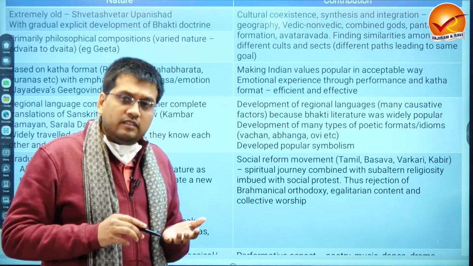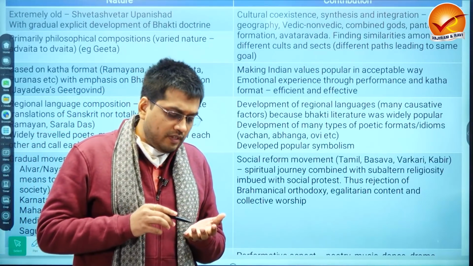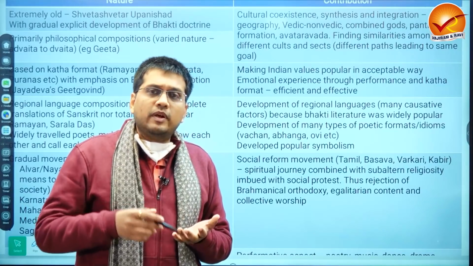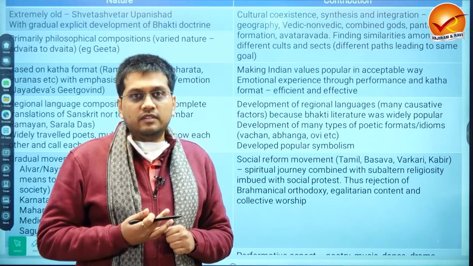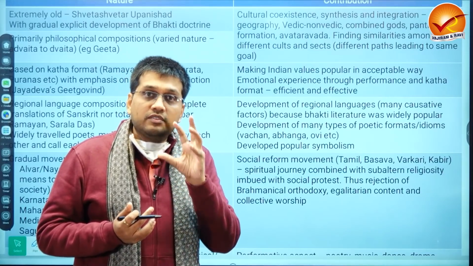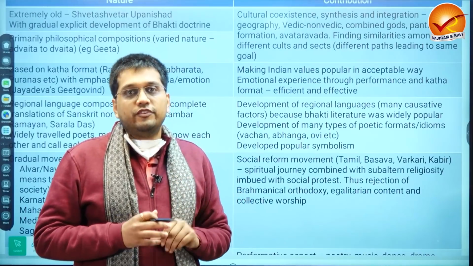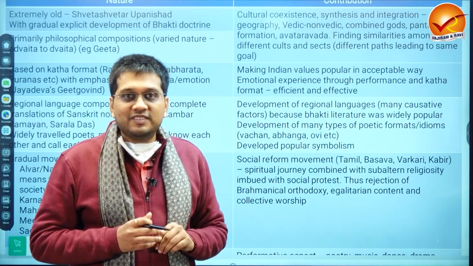And then ultimately it gave birth to various performing arts. You take any dance, classical or folk, you take any drama, theatre, you take any musical format, all of them are imbued with Bhakti Rasa. So performing arts is also an important impact, a contribution of Bhakti literature. So these are all the points.